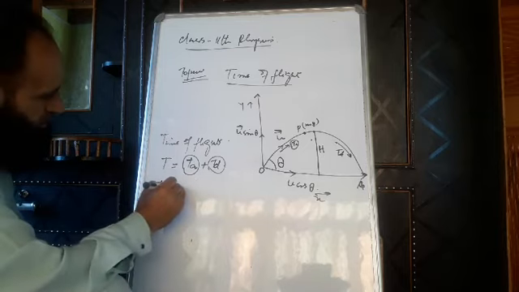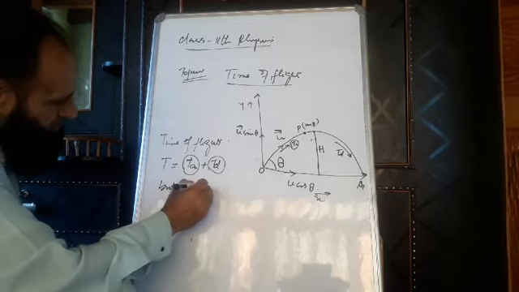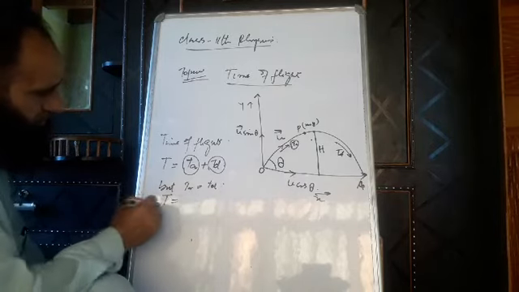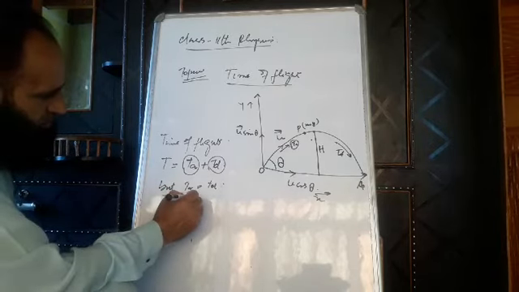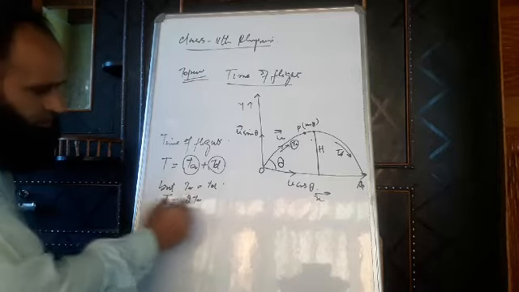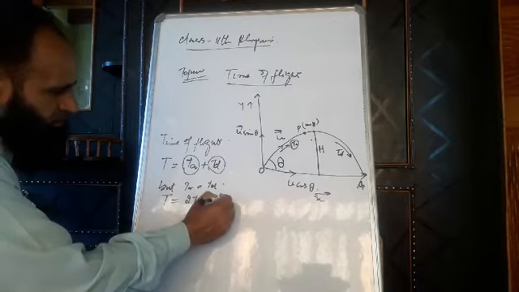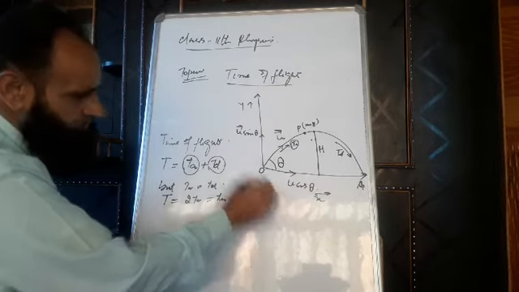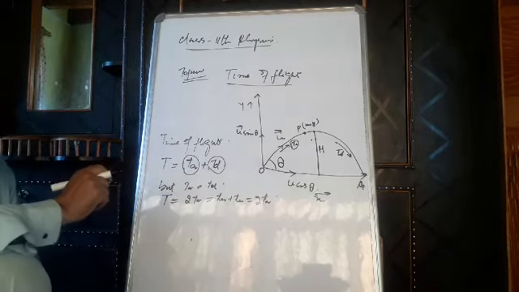But TA is always equal to TD. So we can say this time of flight T is equal to twice TA. We can write it TA plus TA, that would be equal to twice TA. It is the time of flight.